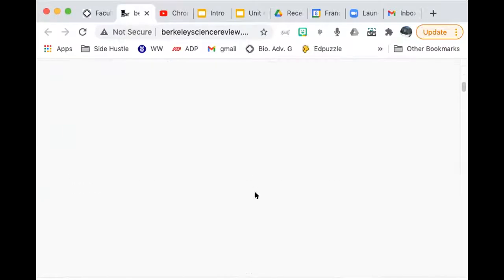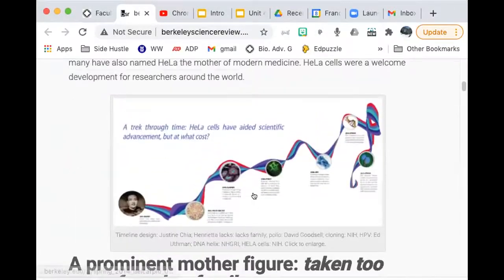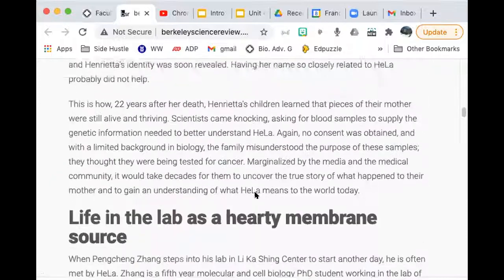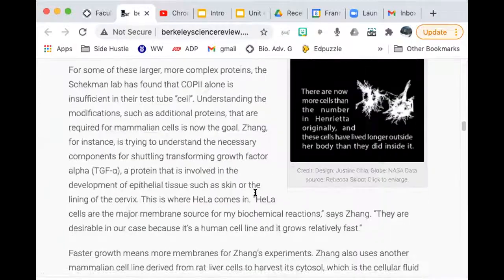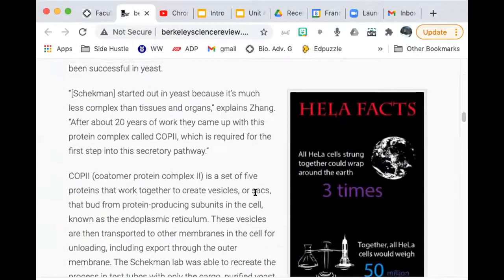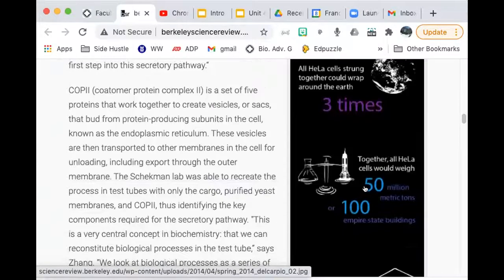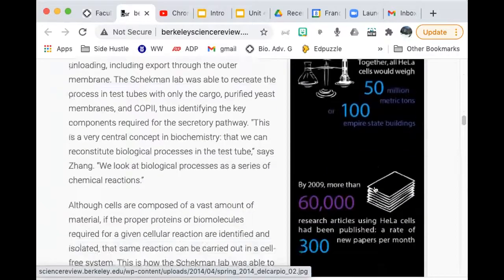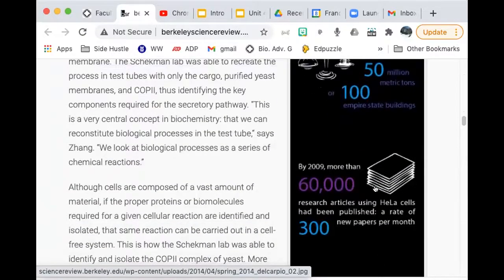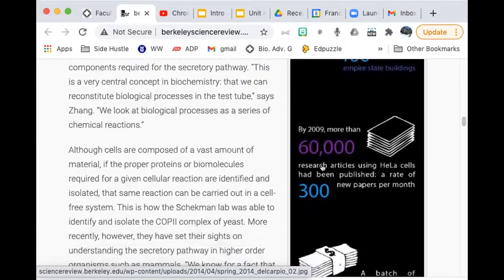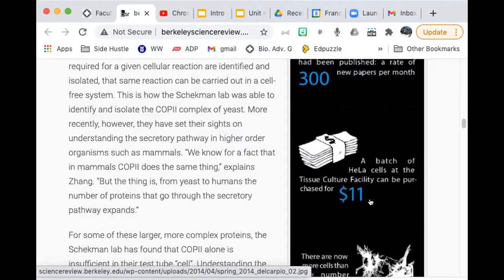It's a whole article on her if you're curious. But here we go. Yeah, all HeLa cells strung together could wrap around the earth 3 times. Together, her cells would weigh 50 million metric tons. More than 60,000 research articles using HeLa cells are published, and a batch of HeLa cells from the tissue culture facility can be purchased for $11.